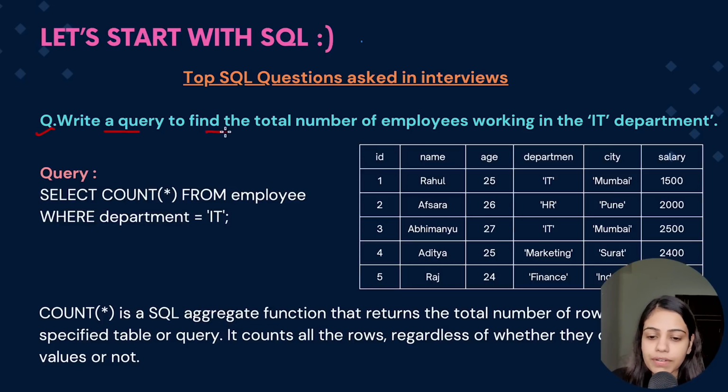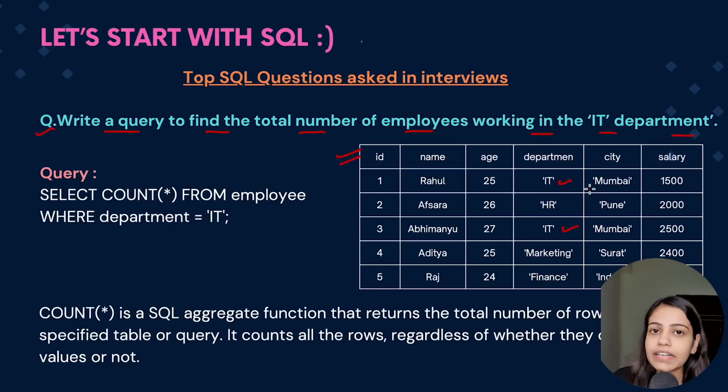So we have to write a query to find the total number of employees working in the IT department. So we have been provided with a table. We have to find the total number of employees who are working in the IT department. From here you can see that we can tell there are 2 employees who are working in the IT department, but in real life the database is very huge. So we need to write a query to find the total number of employees who are working in the IT department.